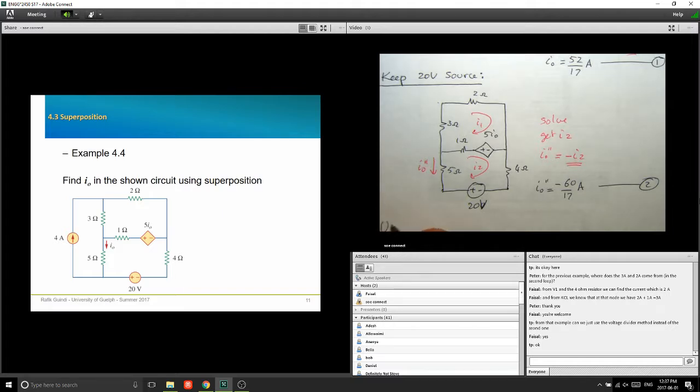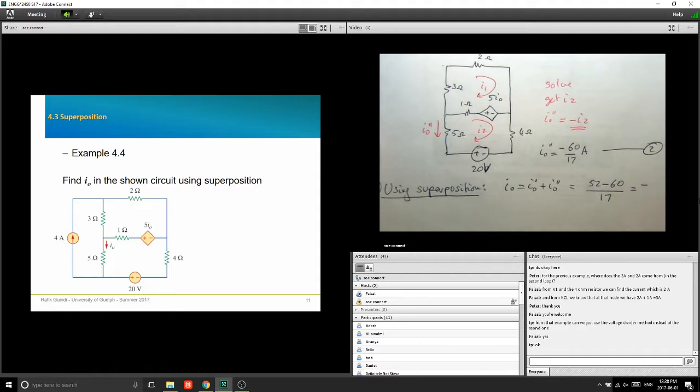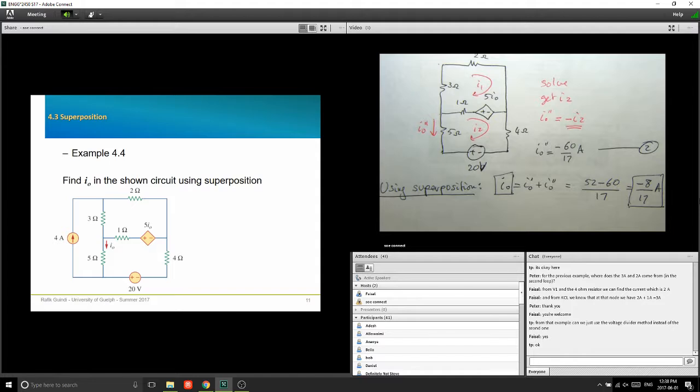Finally, using superposition, I naught equals I naught prime plus I naught double prime. That's 52 minus 60 over 17. So that's minus 8 over 17. Okay?